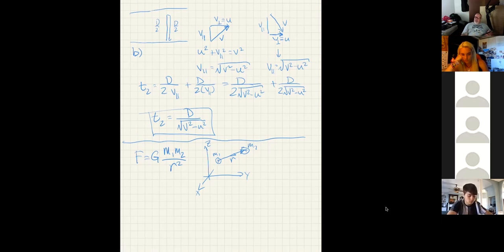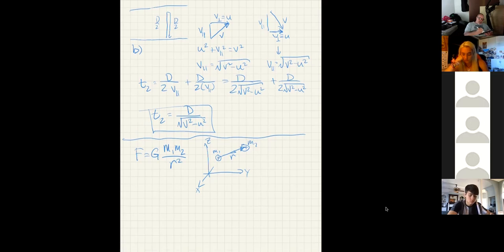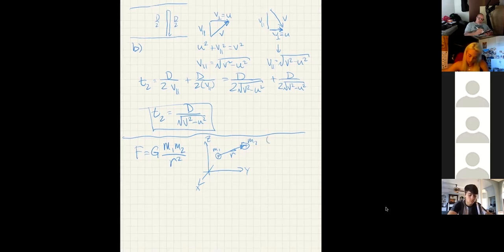So it might be helpful to find a way to actually calculate R, a vector, right? So let's say this guy had a coordinate, let's say, of 1 meter.